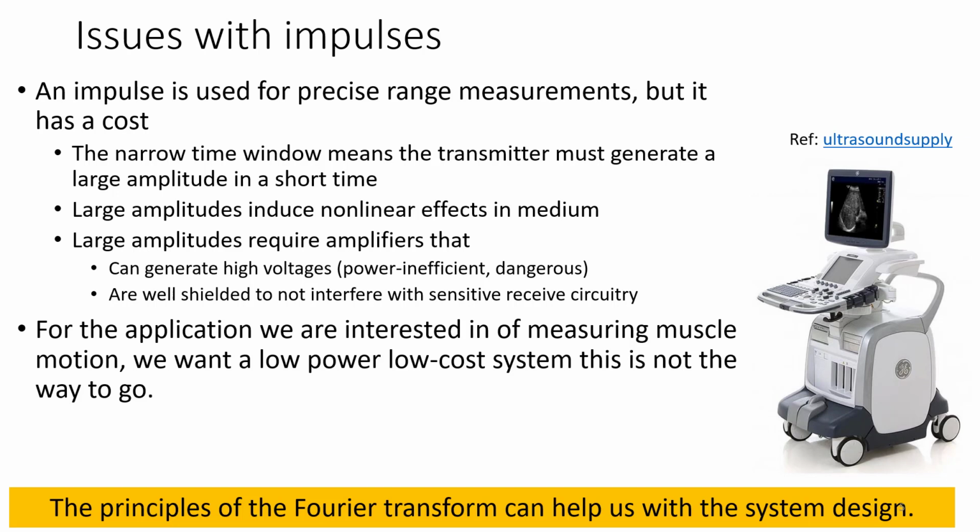And for the application that we're interested in, for example, measuring muscle motion, you would want a small, low power, low cost system. Therefore, the impulse isn't really the way to go in that application, and so we turn to the Fourier transform to help out.